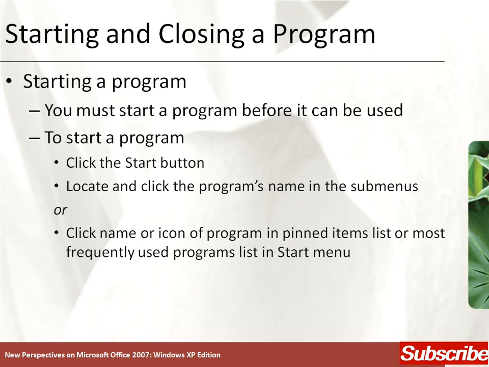Starting and closing a program. How can we start a program? First of all, you must start a program before it can be used, or before using any program we must start it. To start a program, click the start button, locate and click the program's name in the submenu, or click the name or icon of programs in the pinned items list or most frequently used programs list in the start menu.